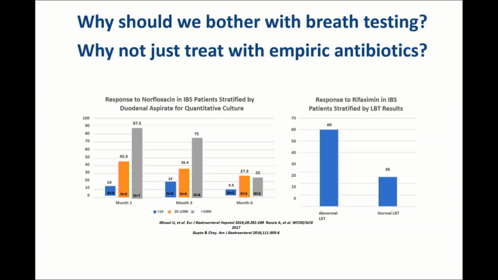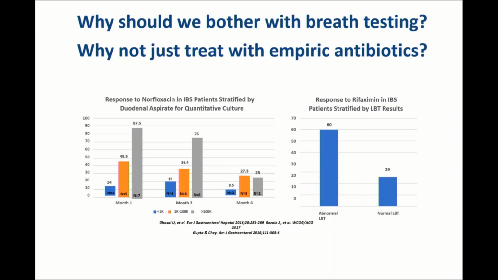Well, why should we bother with breath testing? Why not just treat with empiric antibiotics? I think this study looked at the same question that pops up in our mind. Why would we need the test? Well, because if we have a positive test, patients respond better. Using rifaximin in IBS patients, you can see that if there is an abnormal lactulose breath test, the response rate is up to 60%, whereas if you treat empirically, without testing, the response rate is only 26%.